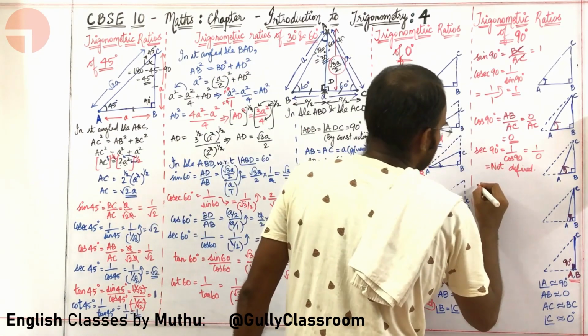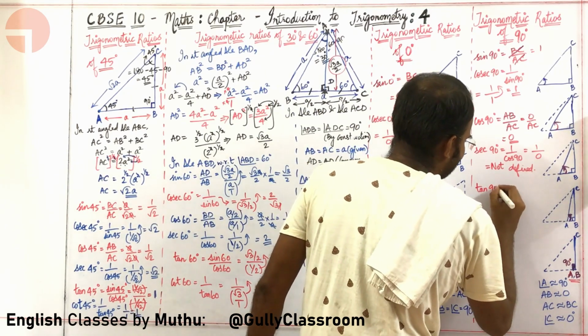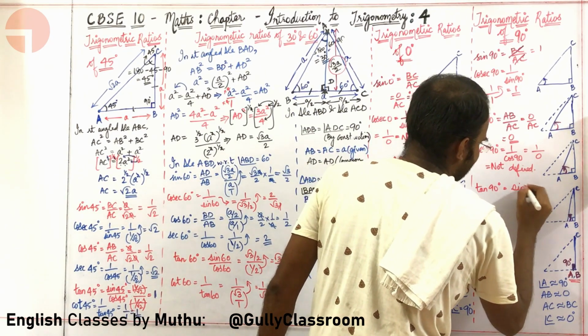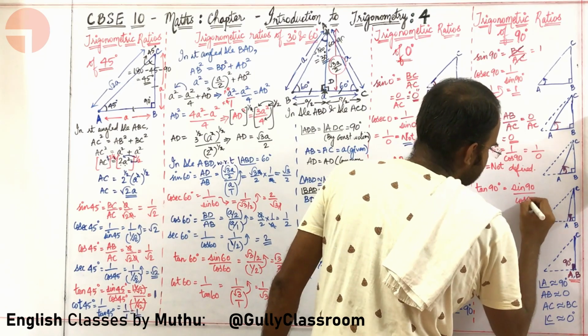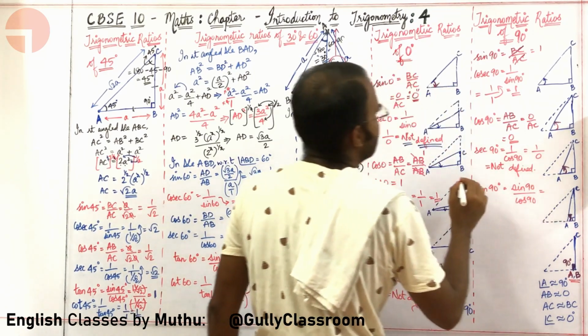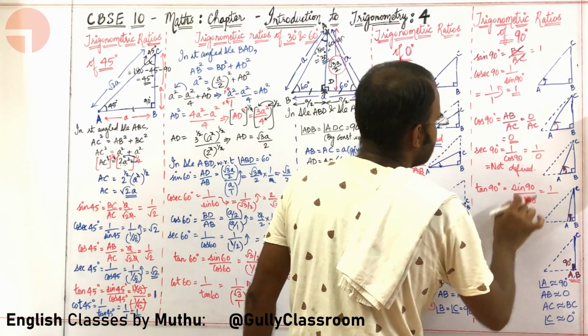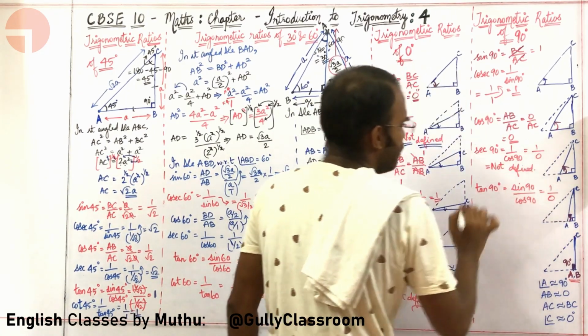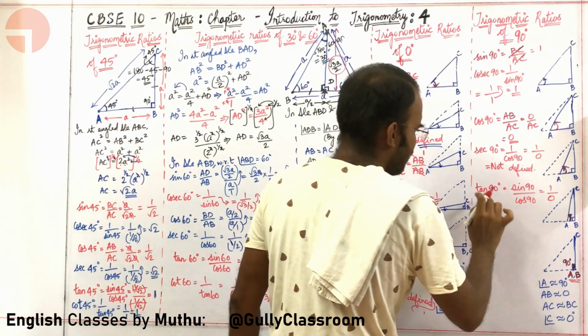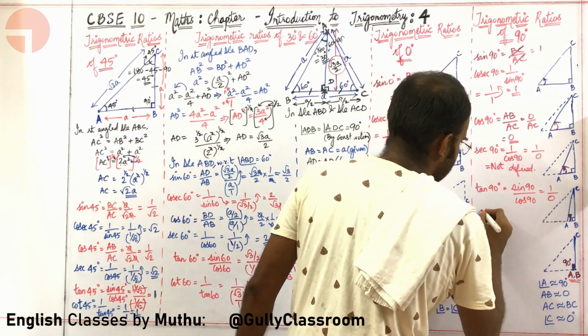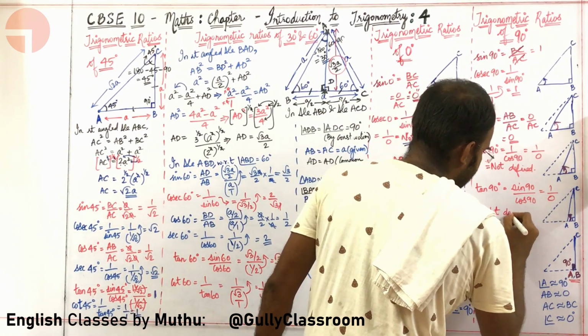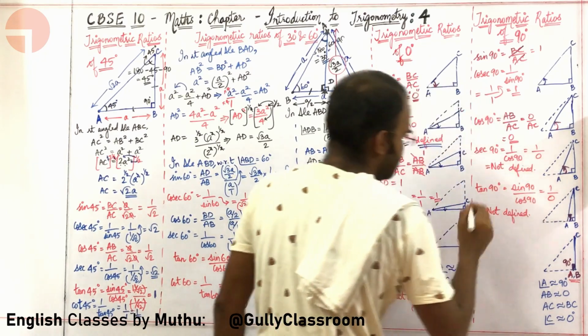Fine sir, let us calculate tan 90. Tan 90 is nothing but sin 90 divided by cos 90. Sin 90 is 1, divided by cos 90, which is 0. Once more, for tan 90 we are getting 1 by 0. This is also not defined.